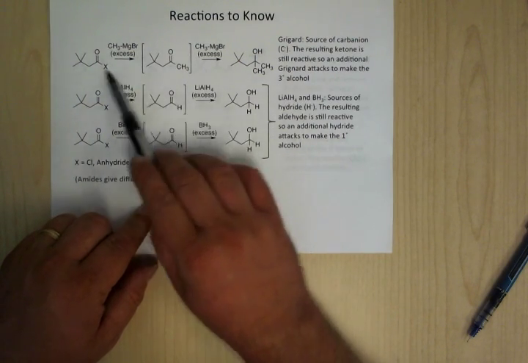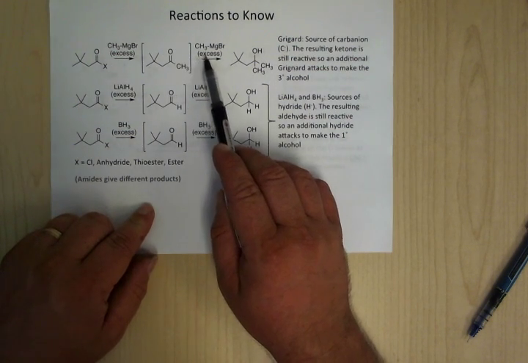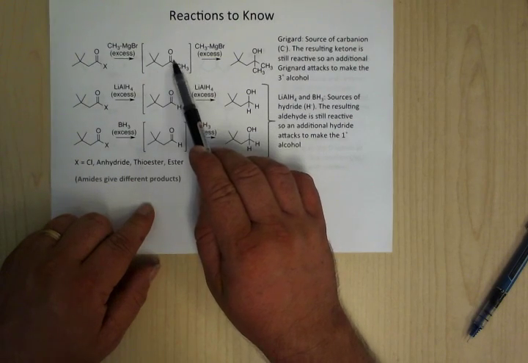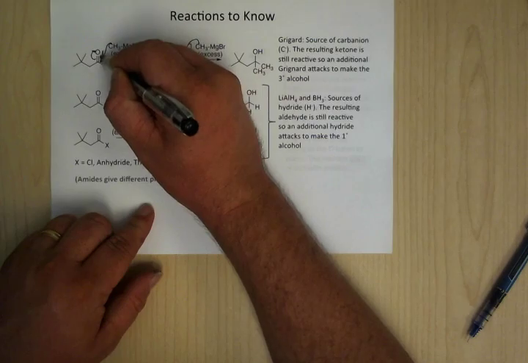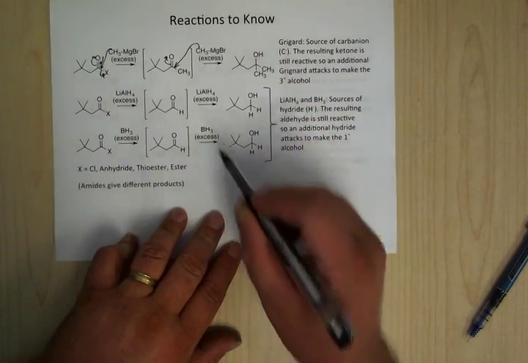Now this is chapter 21 chemistry. What happens next is chapter 19 chemistry, where the ketone is still reactive. So another one of these is going to come in, up, down, kicks away, to make the ketone. Now another one's going to come up and just go up and stay up.